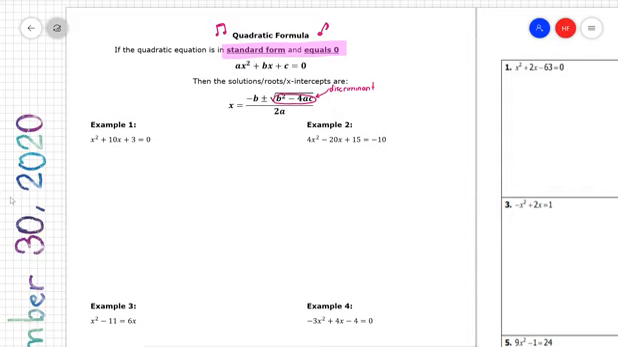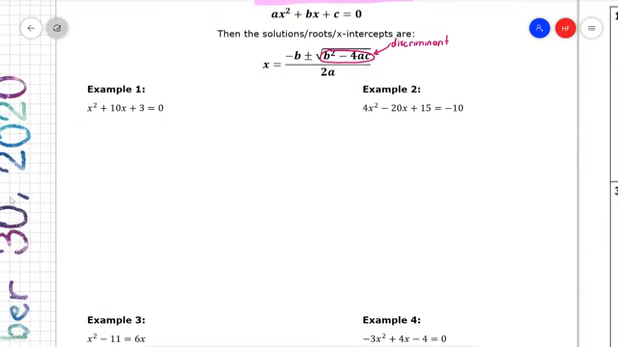So we're going to jump right into the examples. So on example 1, we have x squared plus 10x plus 3 is equal to 0. So we need to first check, is this in standard form? Is everything on the left and does it equal 0? Yes. So then we're going to write out what A, B, and C are.